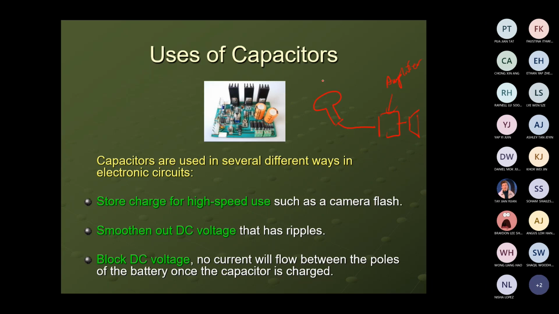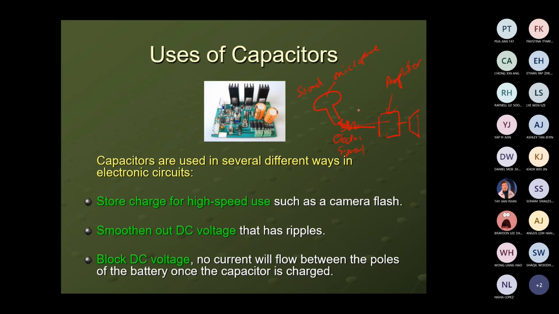What is the function of a microphone? Anybody? It changes sound to an electrical signal, right? It produces an electrical signal. The microphone changes the sound to an electrical signal. The electrical signal is actually a current, and the current will flow into the amplifier.